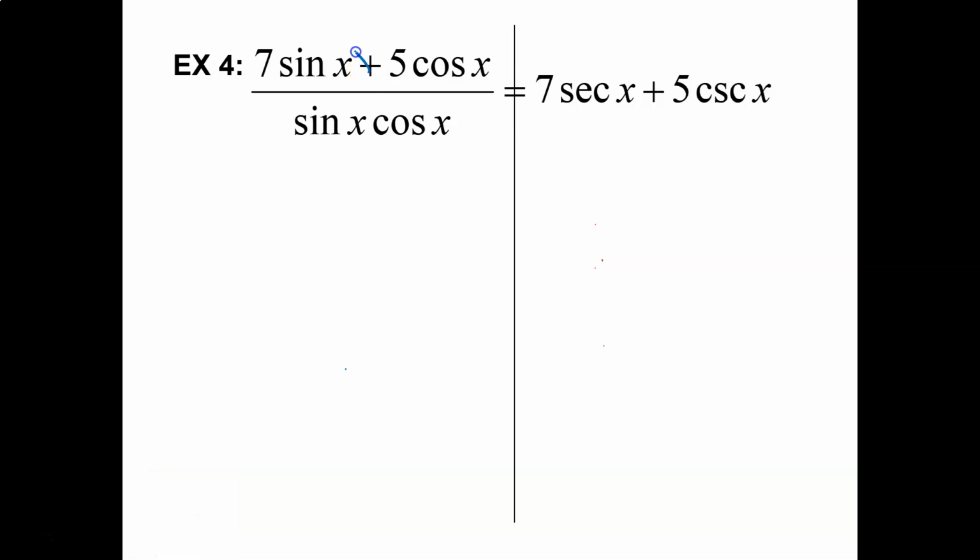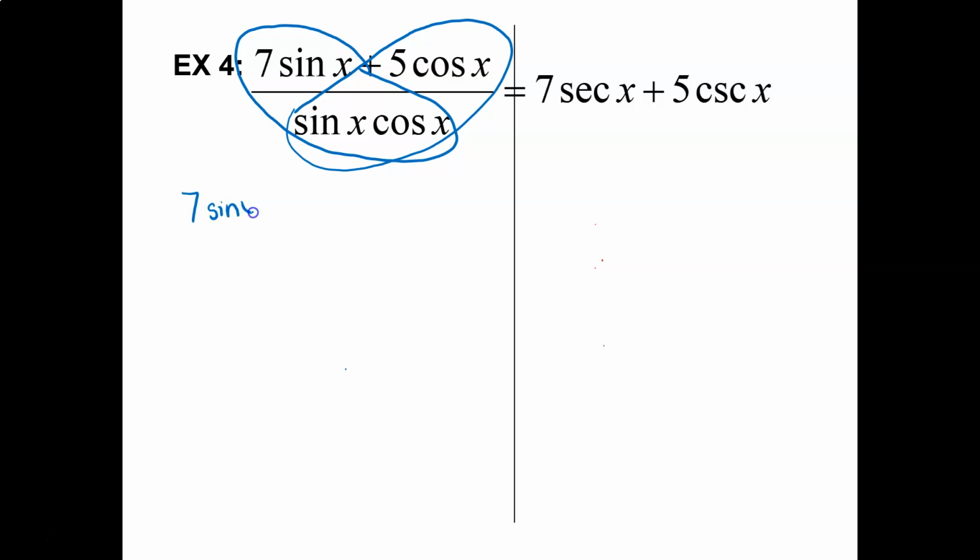I think I've told you guys this before. We've done this in class, haven't we? If we have a fraction with a single denominator, we can divide both things in the top by that denominator. So if I do that here, I get 7 sine x divided by sine x cosine x, plus 5 cosine x over sine x cosine x.